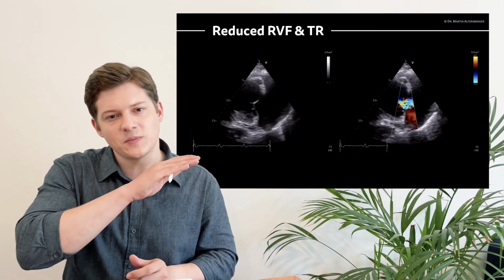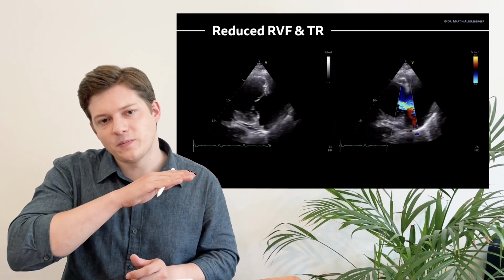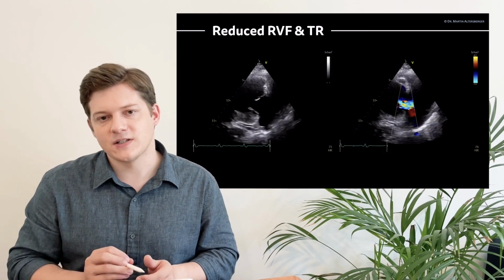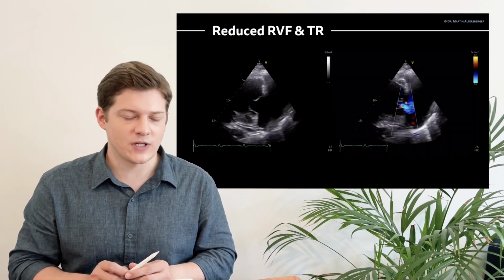Why is it so nice? Sometimes the CW Doppler just has the perfect angle to measure systolic pulmonary arterial pressure in this view.